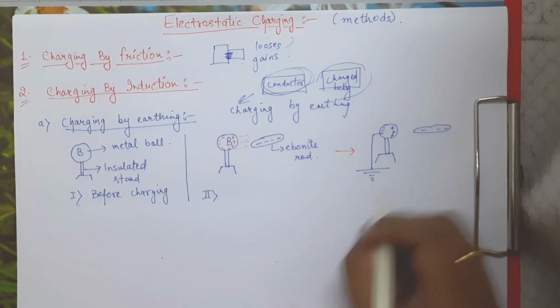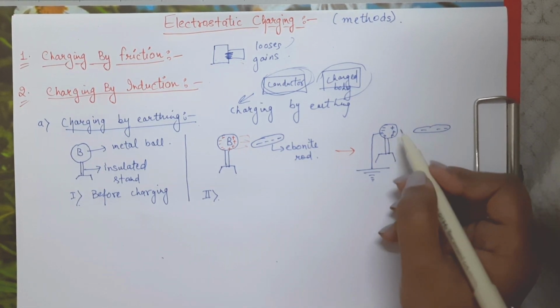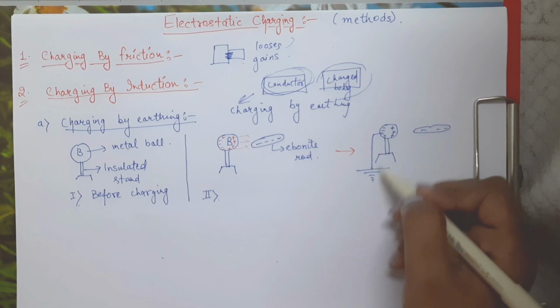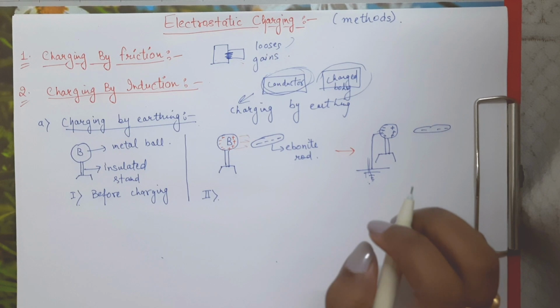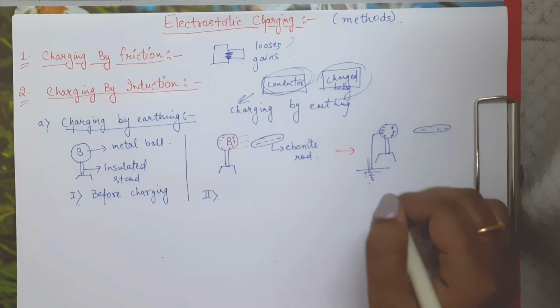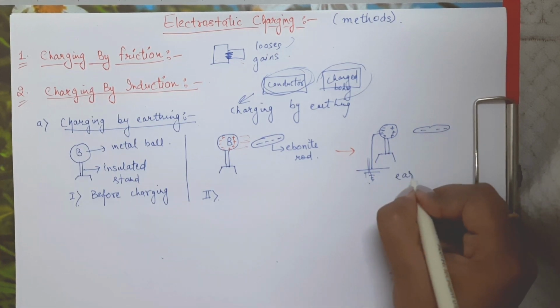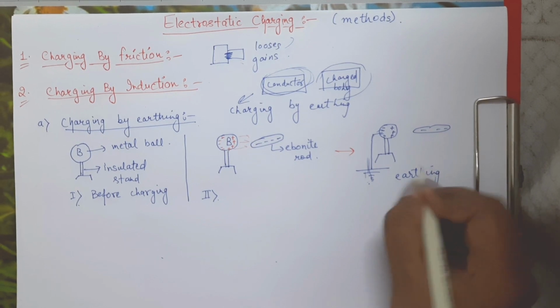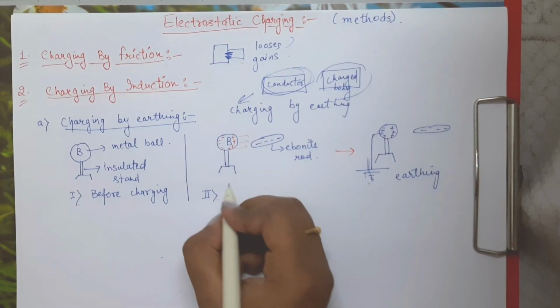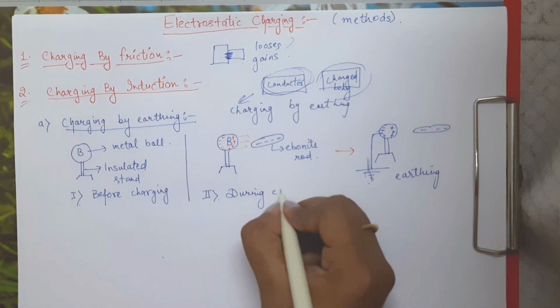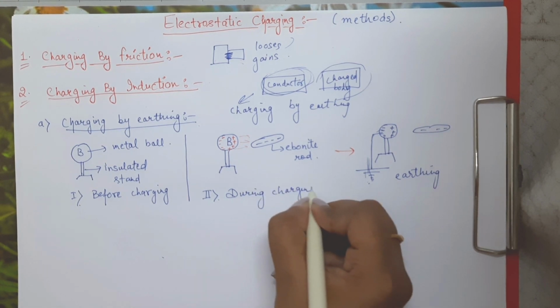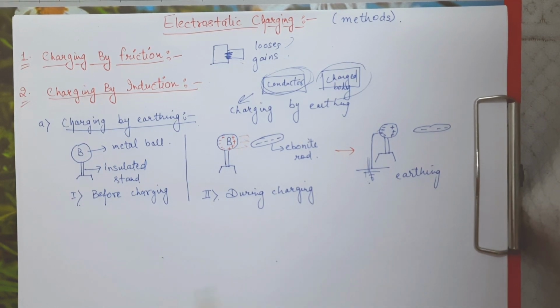Okay, now what earthing does is it makes these negative charges flow here, so all the negative charge will flow here. Okay, and after the earthing, this is the process of earthing. Okay, this whole is the second case, you can say, during charging. So this is the second case.